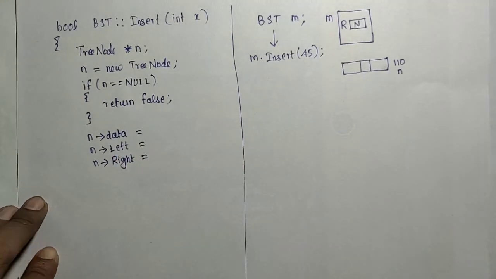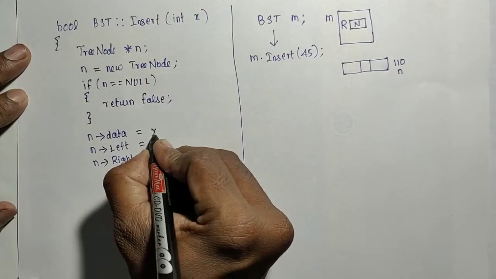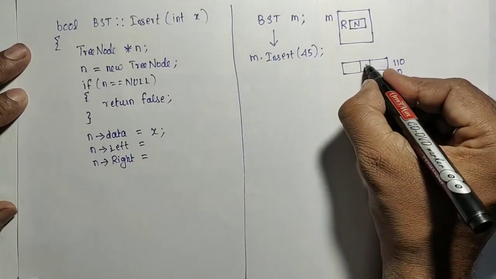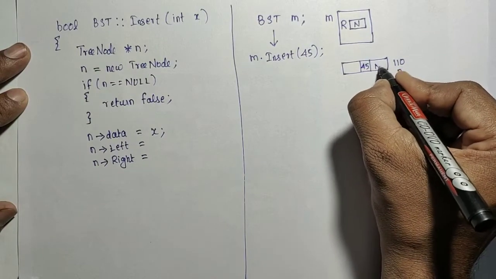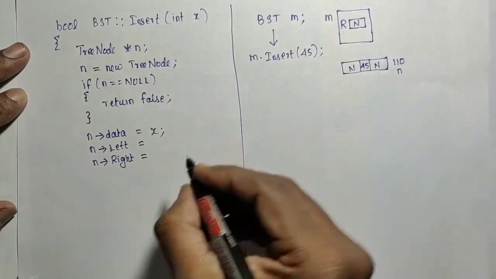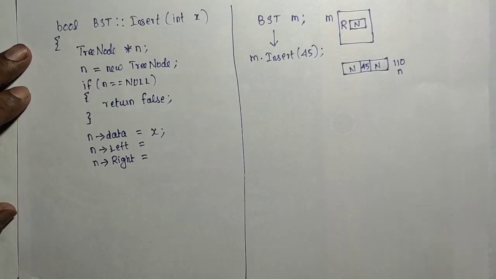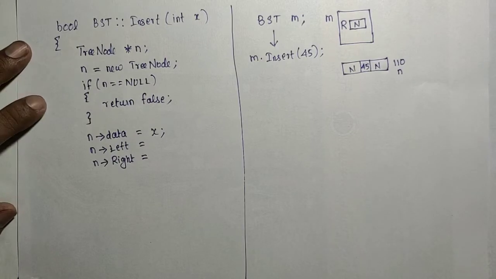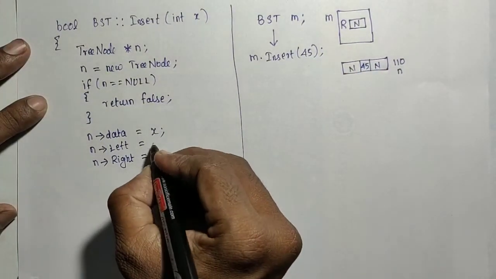These things have to be filled. The data is nothing but the 45, that is x, and left and right will be null. So 45, and the others should be filled with null, because the new node is always going to be added as a leaf node. Remember, in a binary search tree the new node is always added as a leaf node. In between it will not be added. So the left and right will always be null.